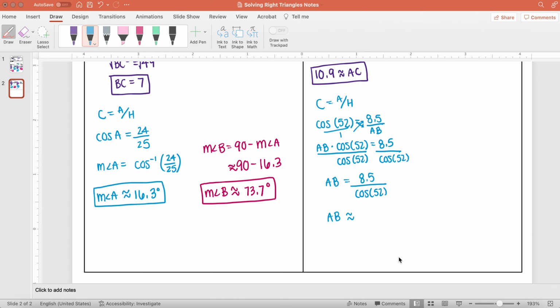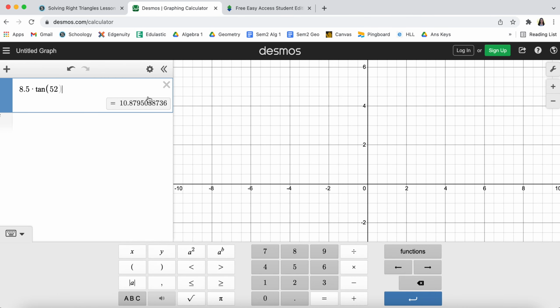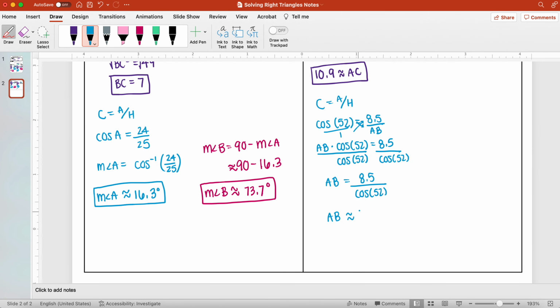So when you were solving this, you should have found that you're going to be using cosine. So you should have had cosine of 52 is equal to 8.5 over AB. And then solving that, since AB is in the denominator, it looks a little different than our previous one. You get that AB is equal to 8.5 divided by cosine of 52. And so when I come over here, I have 8.5 divided by cosine of 52. And I get that this side length is approximately 13.8. So we found our two missing side lengths.